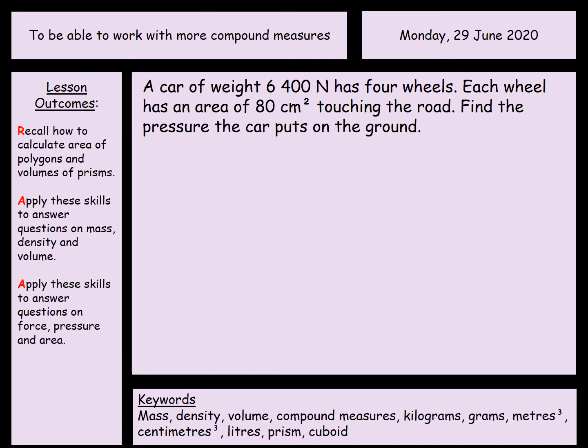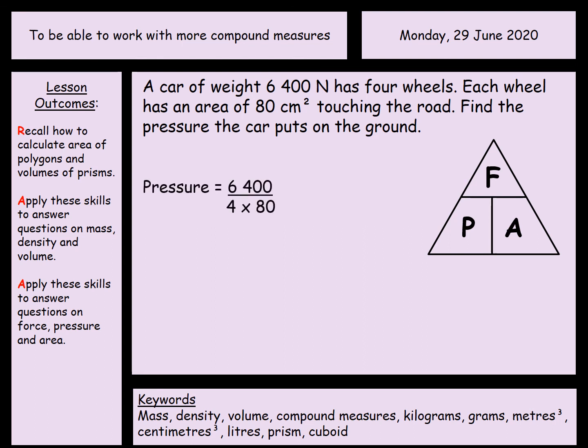So a car of weight 6,400 newtons. Newtons is the value that we use when we're thinking about force. So 6,400 newtons has 4 wheels. Each wheel has an area of 80 centimeters squared touching the road. Find the pressure. So we're going to go pressure, force, area. Think about your triangle first, then put the values in.